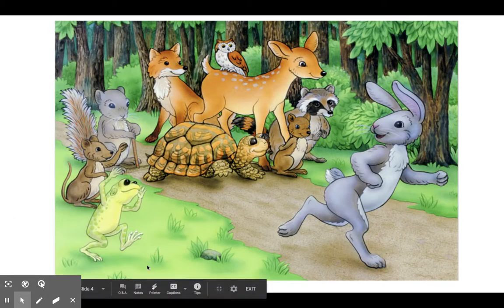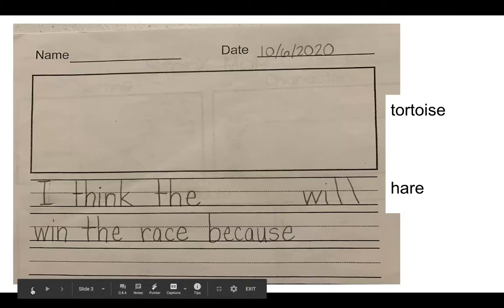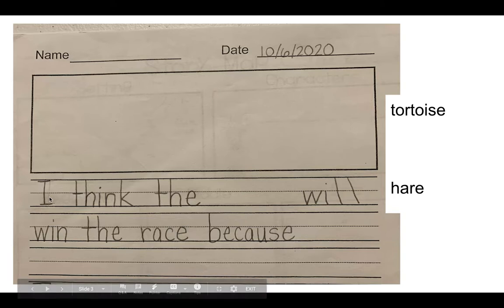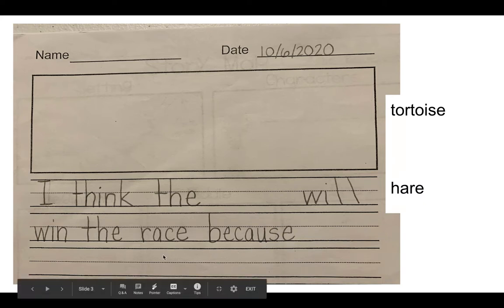And, I'm going to go back. That's the picture from our story. But I want you to have a minute more to write your sentence before I read the story. So you'll write, I think the blank, the tortoise or the hare, you'll write whichever one you want, will win the race because. So make your prediction. You can pause this video now to give yourself some time to write what you think. And when you're ready, press play again.